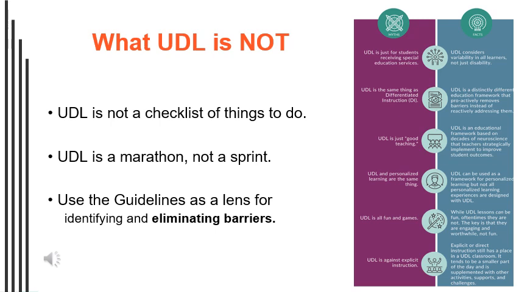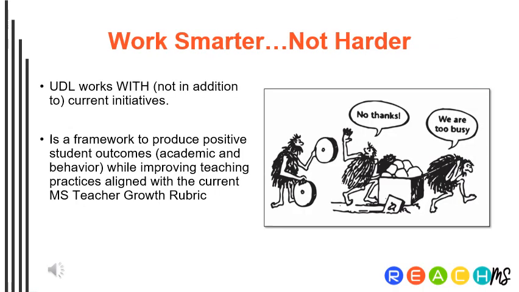Just a reminder of what UDL is not. It is not a checklist of things to do. You should consider UDL as a marathon, not a sprint. You should use the guidelines as a lens for identifying and eliminating barriers to students receiving and producing information. We like to work smarter, not harder. We like to work with current initiatives, not in addition to other initiatives.